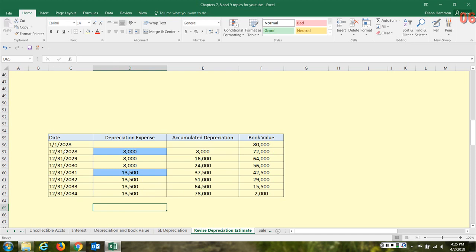And remember, we have a total of 7 years, 7 complete years now instead of the 9. And our residual value being carried on the books now, $2,000. And that was a part of the revision. We wanted to have that showing a residual value of $2,000 at the end of its useful life.